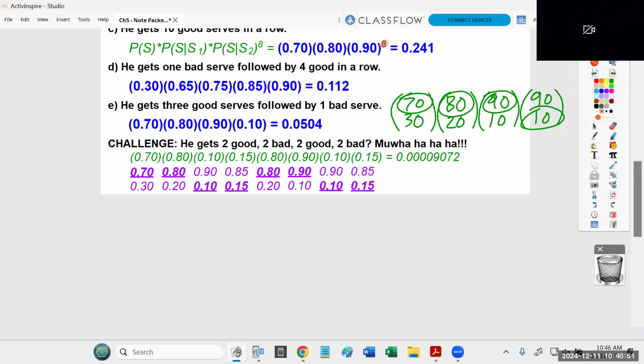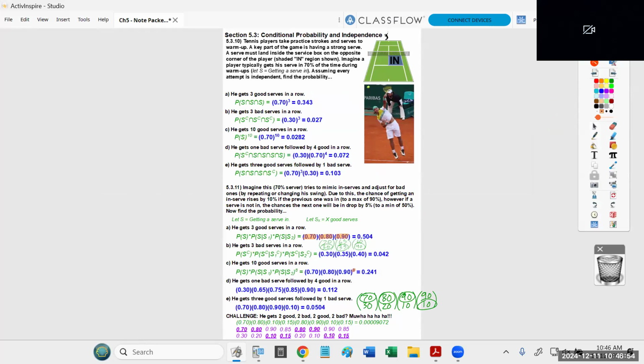Questions. So let me zoom out here. We've had a lot of mathematical practice to try to understand the difference between events that are truly independent, so you can just multiply the same numbers over and over again. 30-70, 30-70, 30-70.